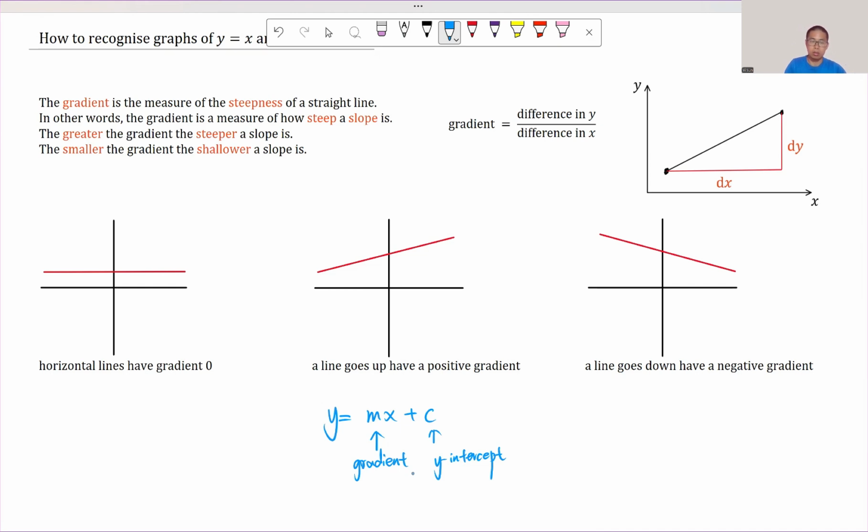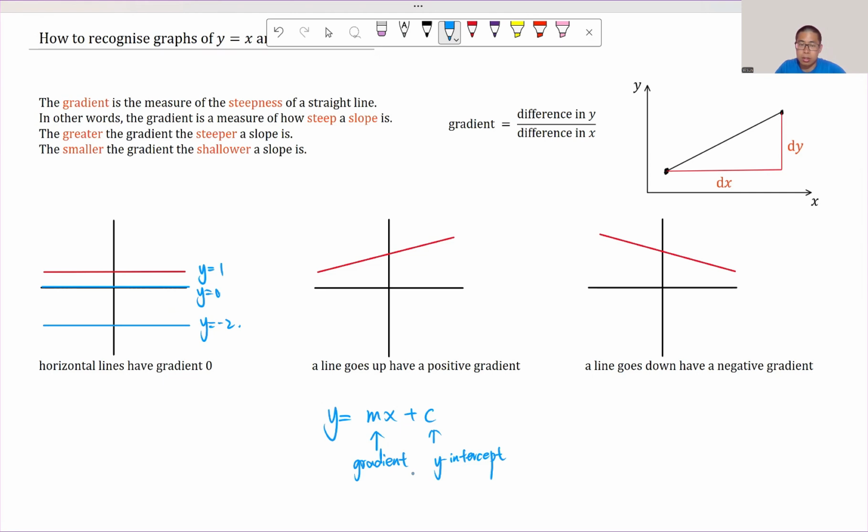So like this one. If this is y = 1, then we know the gradient is equal to 0. So for the x-axis, y = 0, the gradient is also 0 because it's just a flat line, no steepness. If we have y = -2, we know it's 0 gradient as well.